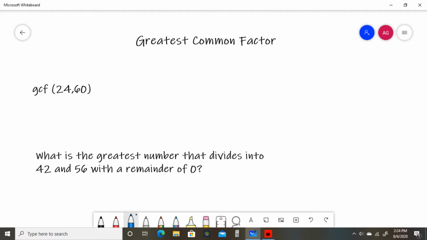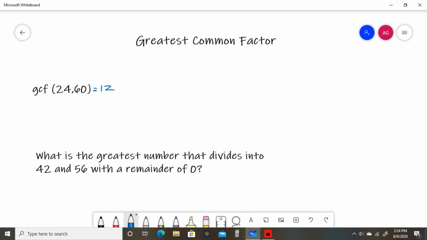For our first problem, we are asked to find the GCF of 24 and 60. Now, many of you will be able to just look at this and tell me what the greatest common factor is. Spoiler alert, this is going to be 12. And that's often how I do it on the test. This is fine.